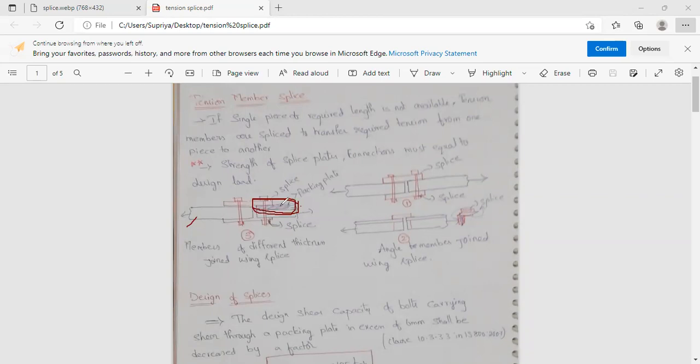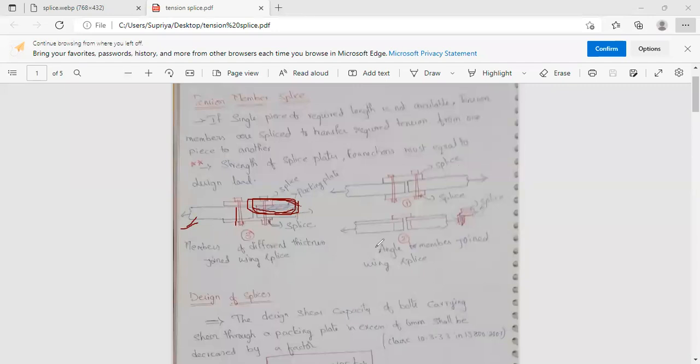So packing plate means, this has one thickness, the first plate has one thickness, the second plate has another thickness. So when there are two different thicknesses, a space comes here. So in order to cover that space, we are using the packing plate. If there is space and we make the joint like that only, that connection may be loosened. So we have to provide the packing plate. So this is the third type.